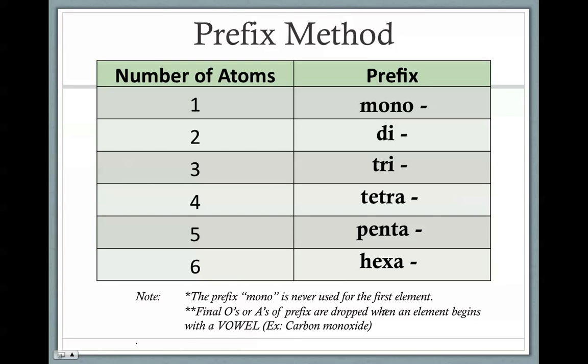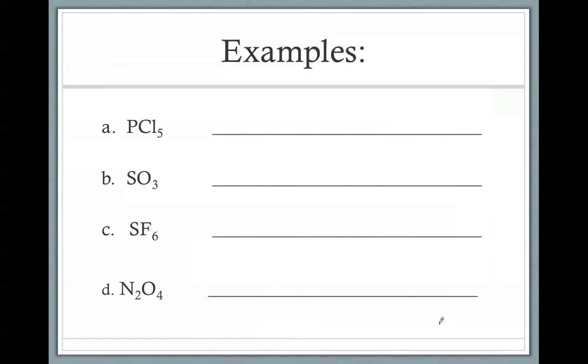Now, make sure you pay attention to these notes on the bottom. The prefix mono is never used for the first element, and the final O's or A's of a prefix are actually dropped when the element begins with a vowel. So oxygen, if there's only 1, we actually drop the O off of mono so that it can combine correctly with oxide in that case.